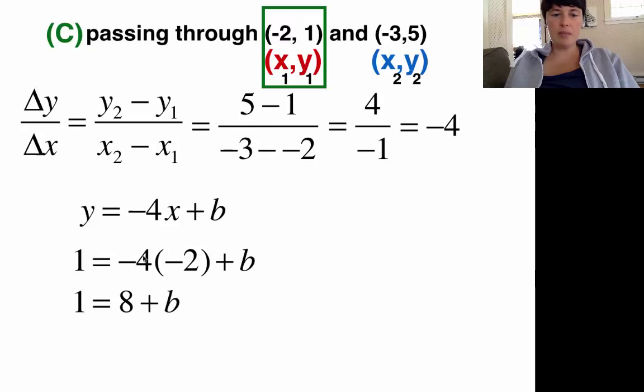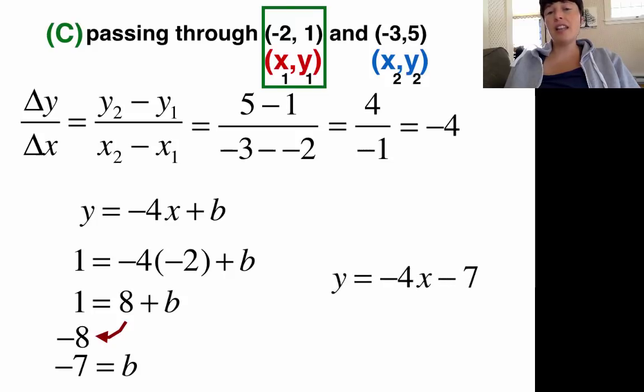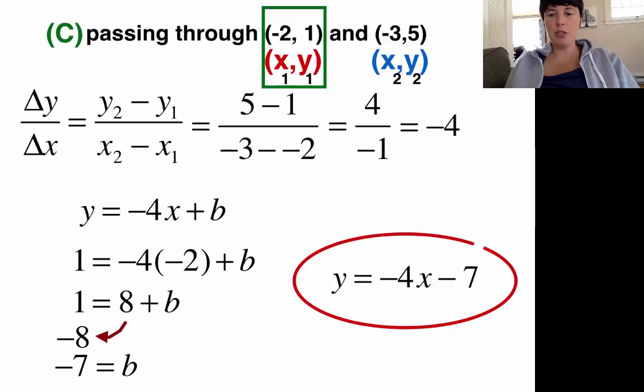Now negative 4 times negative 2 is 8. I'll take the 8 to the other side, take that away. That's going to give me a negative 7. That's my b value. So my equation is y equals negative 4x, and now it's minus 7. We found the y-intercept, and we have our solution.